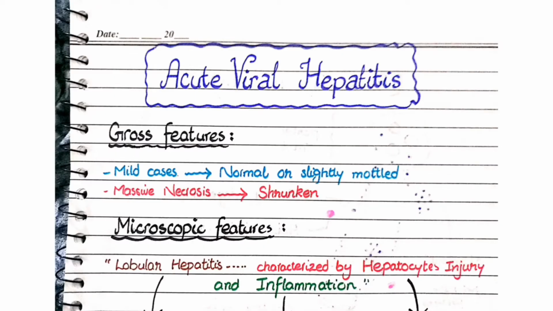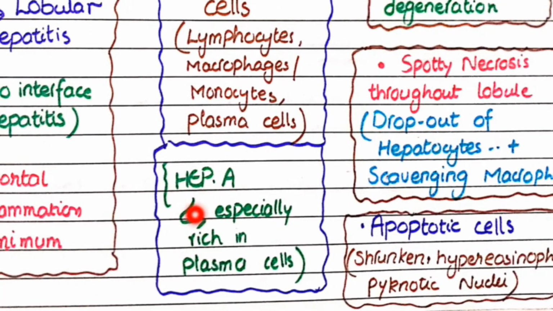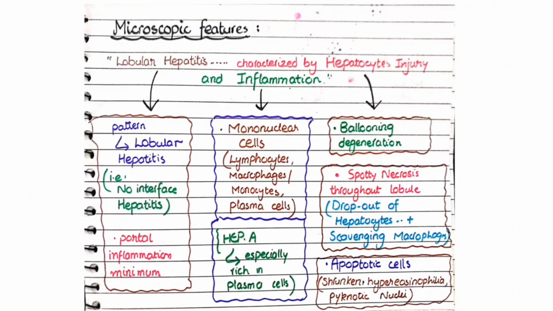Second point is that you know that acute viral hepatitis can be caused by hepatitis A, B, C, D and E. But if the acute viral hepatitis is being caused by hepatitis A, then in hepatitis A there is a special predominance of plasma cells. So along with all these cells, lymphocytes, macrophages or monocytes and plasma cells, the plasma cells are very abundant in hepatitis A. The hepatitis viruses other than hepatitis A contain all these inflammatory cells, but hepatitis A has a special predominance of plasma cells. So remember this point, it can come in MCQs.